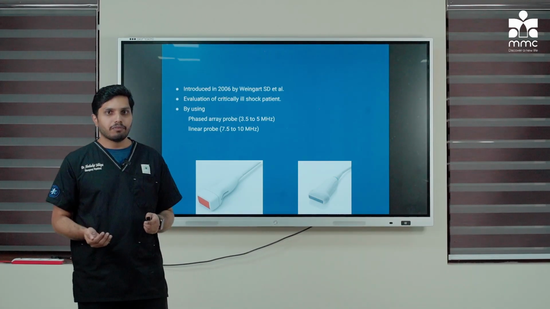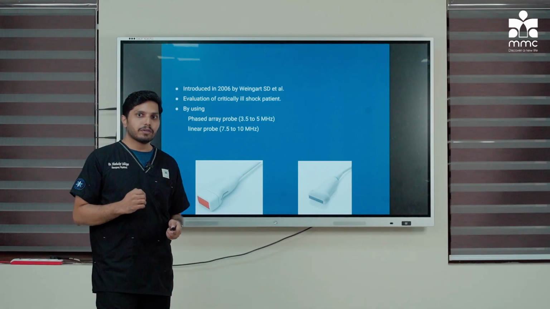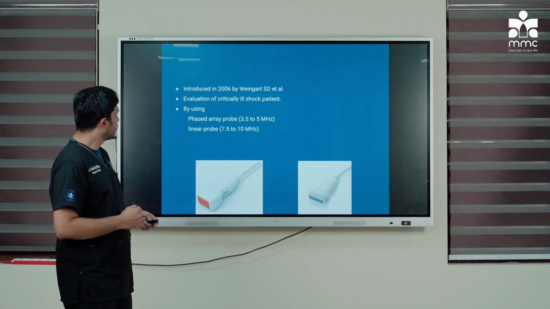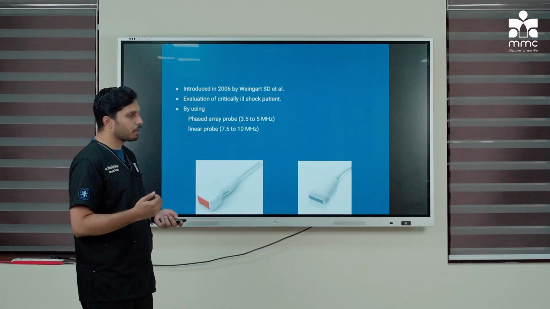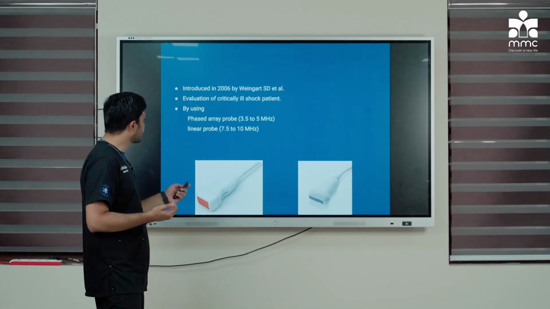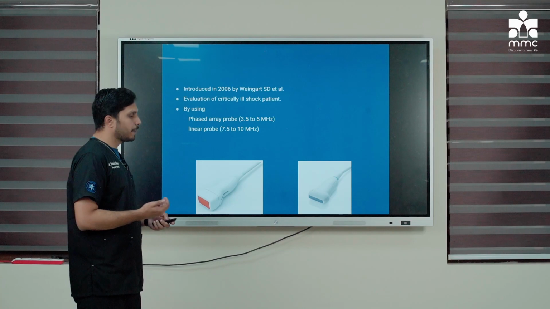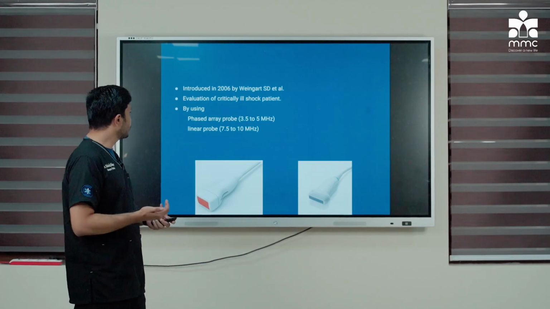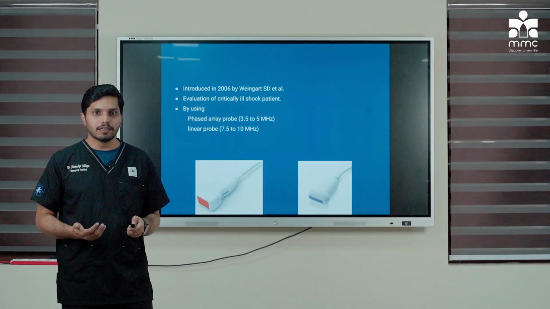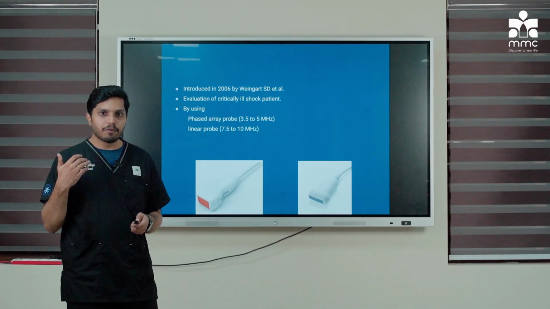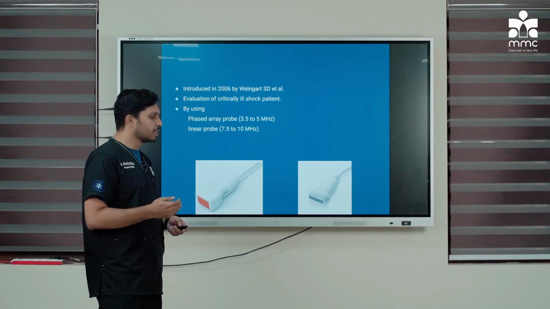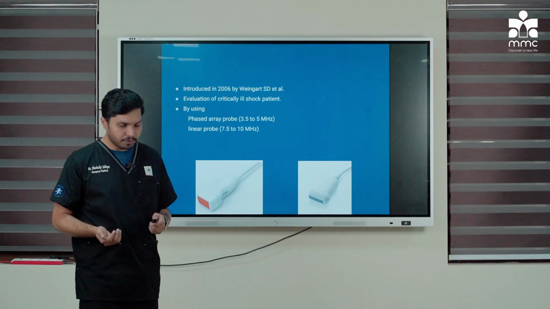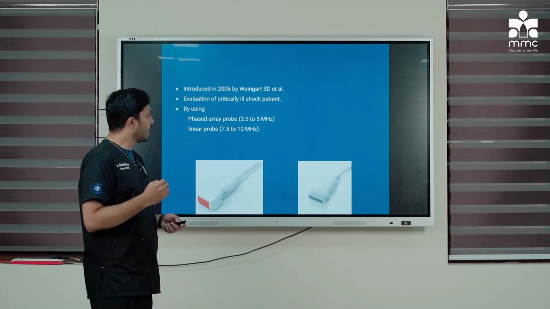So how can we identify shock using ultrasound? For that purpose, we use an ultrasound probe. There are two types of ultrasound probes: phased array probes and linear probes. The phased array probes have a low frequency compared to linear probes. Low frequency means a high power of penetration, whereas high frequency shows superficial structures only. So for the RUSH protocol, we use a phased array probe.